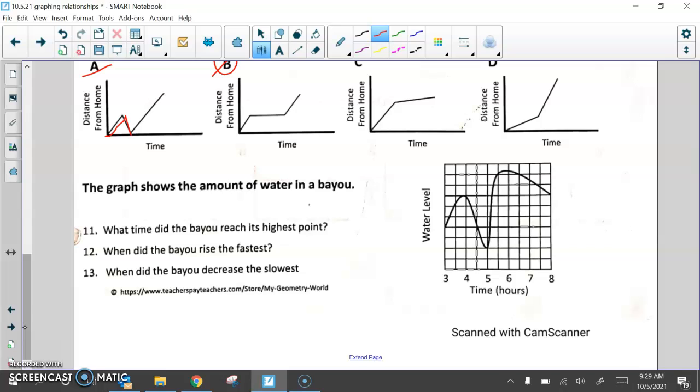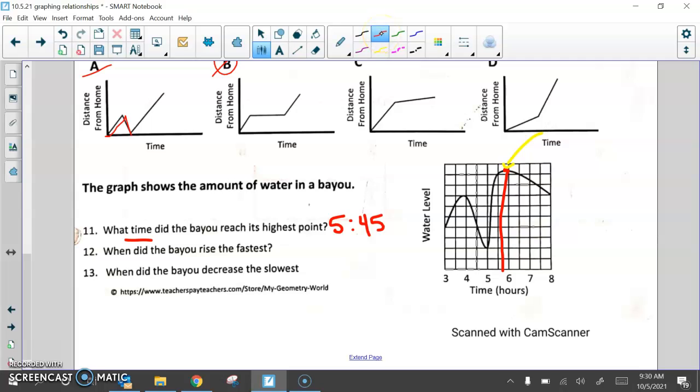What time did the bayou reach its highest point? So its highest point of the graph is right about there. If I figure out, because it says what time did the bayou reach its highest point, if I can draw a straight line, that's over 5.5, but less than 6. So I'm going to say that's about 5:45. It reached its highest point. Right there is the highest point.